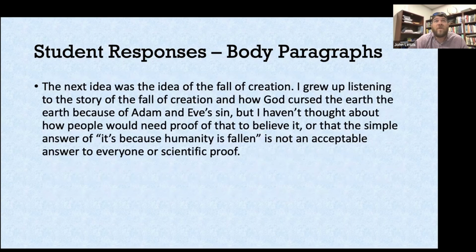This one was just a really short one that the student wrote. There was also kind of a poor paragraph. They do talk about how they grew up hearing the story about Adam and Eve, but they don't really integrate any of the information that we read in class with that. So they're talking a lot about me and I, but they're not integrating it with material that we covered in class.